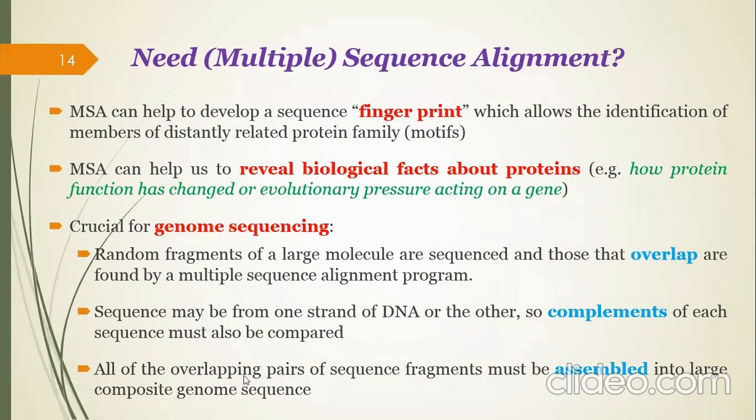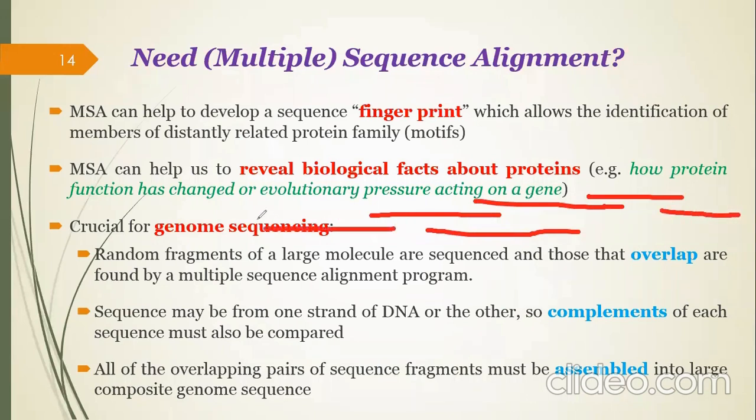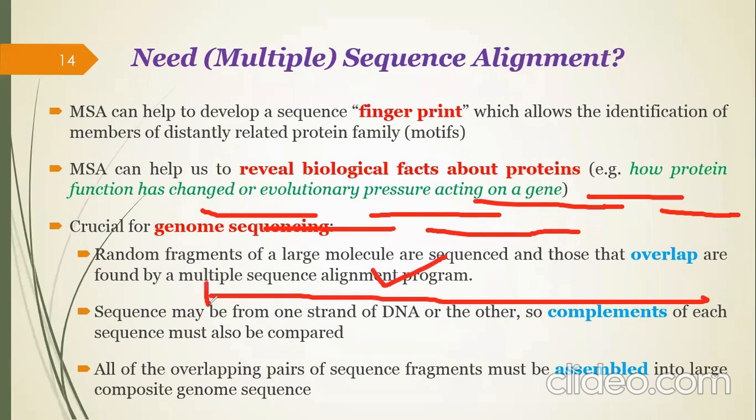And the third one is that all of the overlapping pairs of sequence fragments must be assembled into a large composite genome sequence. Previously, we have talked about sequencing. In sequencing, in one go, we don't have the complete genome in only one strand. We will have different strands, and we don't know which sequences overlap, or how the complete genome can be produced from small fragments. If we align all those sequences, they can be assembled into the whole genome. So from the assembly of small contigs, we can have a complete genome. Is it clear?